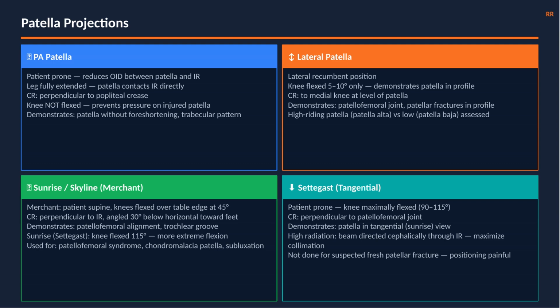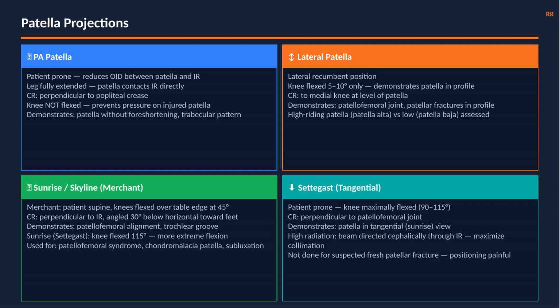Sunrise, Merchant. Patient supine, knees flexed over the table edge at 45 degrees. CR, perpendicular to the IR, angled 30 degrees below horizontal toward the feet. Demonstrates patellofemoral alignment, the trochlear groove, and patellar subluxation. The primary view for patellofemoral syndrome and chondromalacia patella.